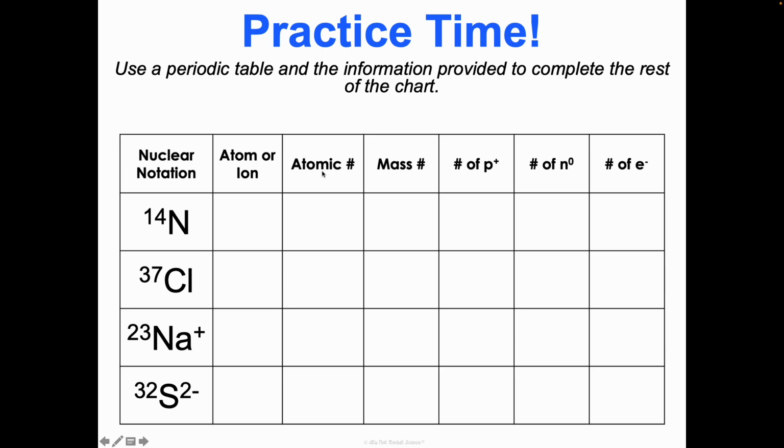Atomic number, you can look up on the periodic table based on this symbol. Mass number, it's given to you in this nuclear notation. Number of protons is always equal to your atomic number. Number of neutrons is your mass number minus proton number. And then your number of electrons is going to be based on number of protons and whether or not it's an atom or ion. So if it's an atom, it's going to be equal to the number of protons. If it's an ion, you're going to have to think a little bit harder here.